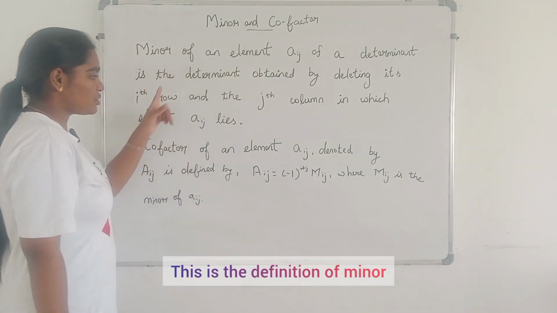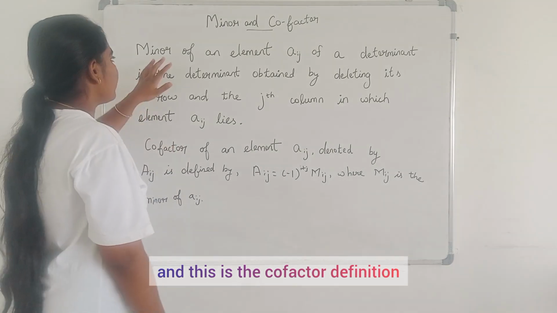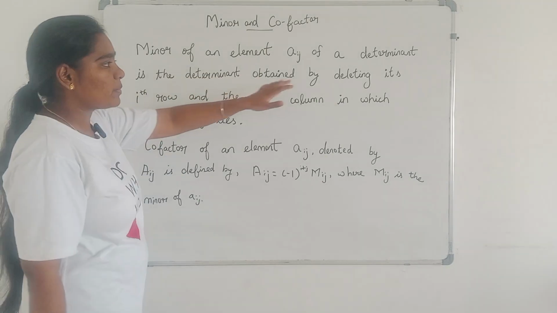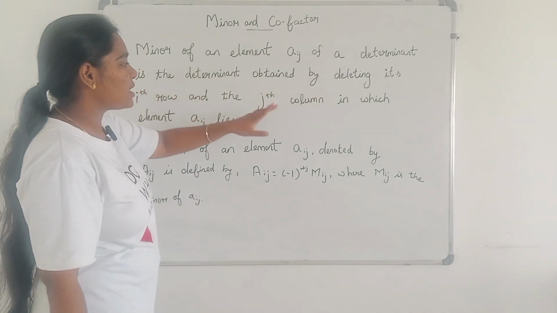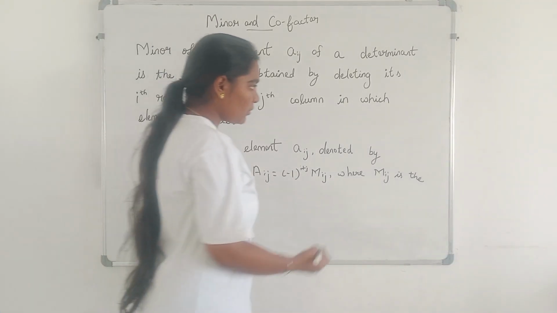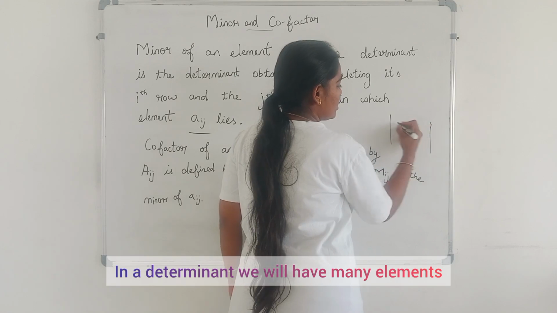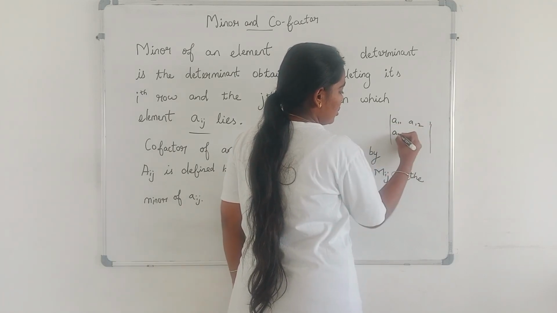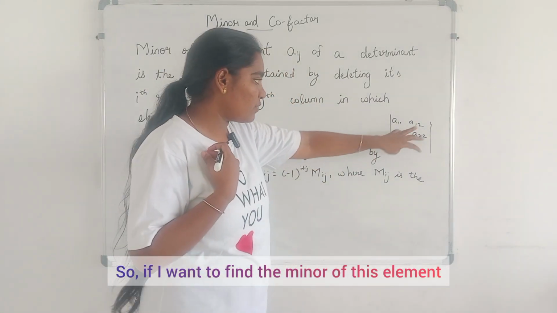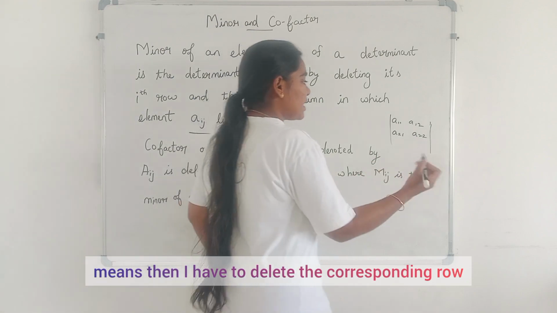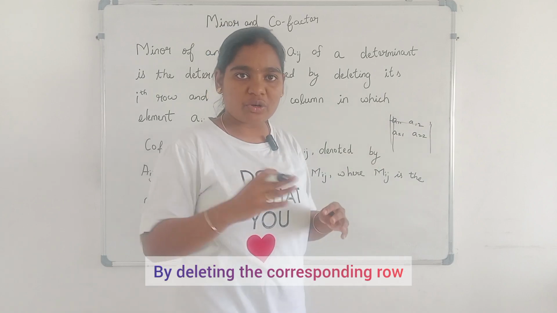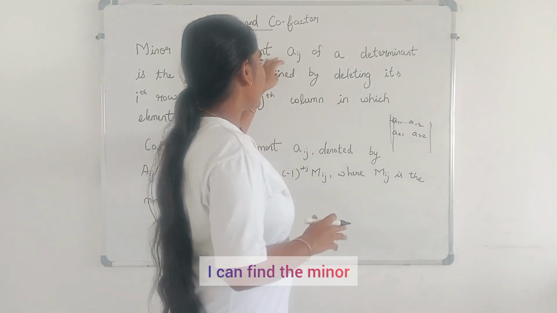Okay, this is the definition of minor and this is the cofactor definition. Minor of an element Aij of a determinant is the determinant obtained by deleting its ith row and the jth column in which the element Aij lies. In a determinant, we will have many elements, right? A11, A12, A21, A22 like this. So, if I want to find the minor of this element, then I have to delete the corresponding row and the column. By deleting the corresponding row and the column, I can find the minor.